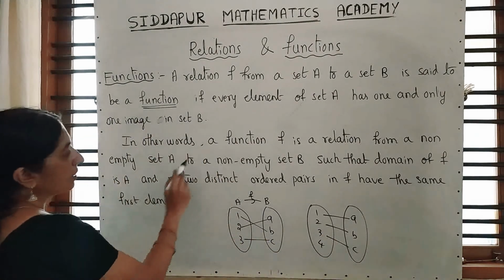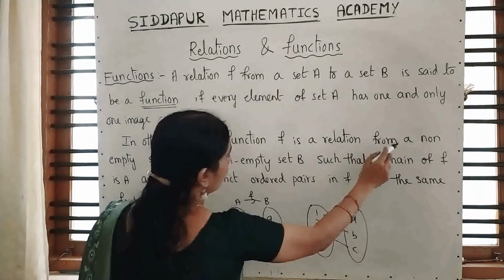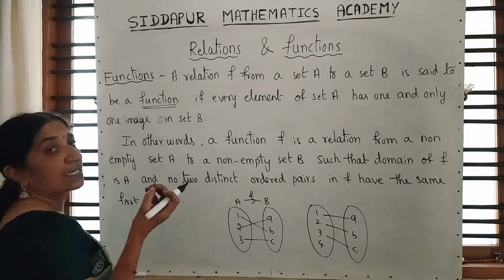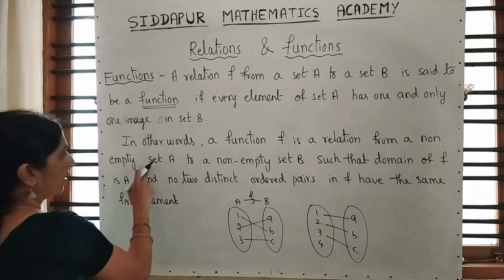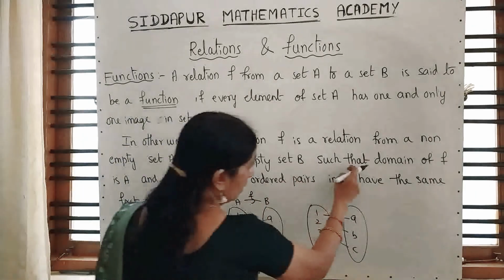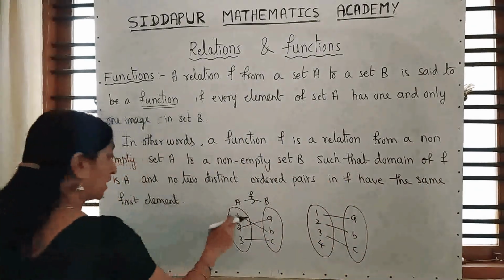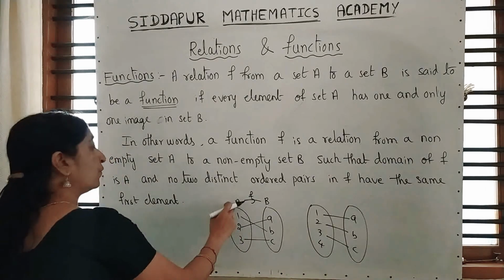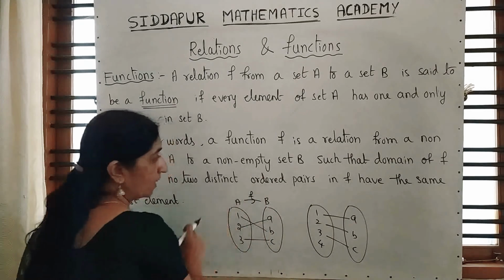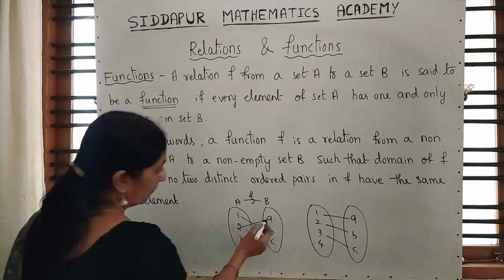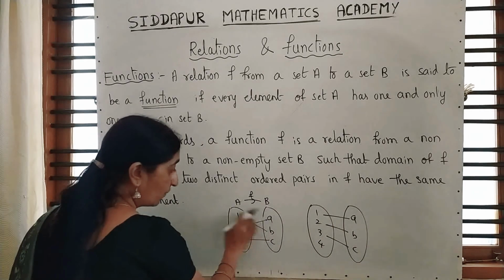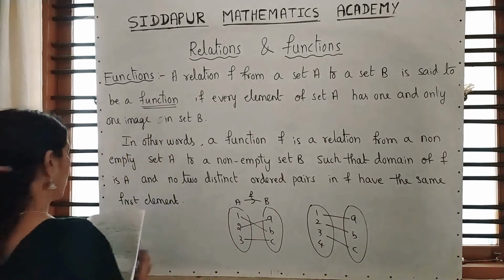In other words, a function F is a relation from a non-empty set A. This is a non-empty set, that means at least it contains one element. Non-empty set A to a non-empty set B, such that domain of F is A. That means we are using all the elements of set A. No two distinct ordered pairs in F have the same first element. That means here it is not connected like this, it is not connected with two elements.